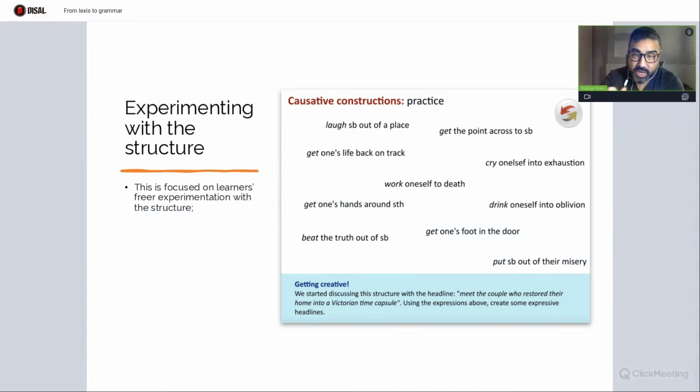The very last part of this lesson revolved around a practice, right? In which they were asked to get a little bit creative, just like the writer of that article was. So I projected all of the caused motion phraseologisms that we have seen during the lesson, and I asked them to create in groups headlines similar to the Meet the Couple Who Restored Their Home into a Victorian Time Capsule, being creative, humorous, and using these expressions. Okay?